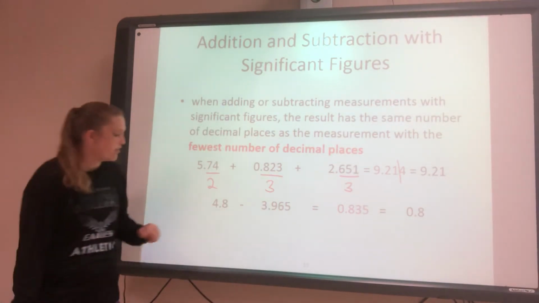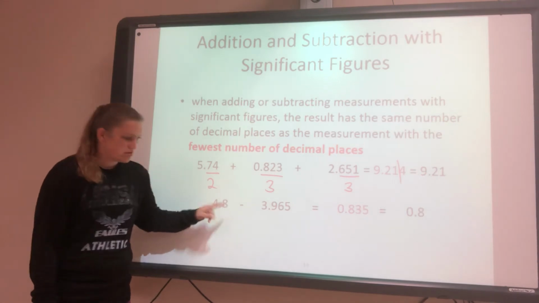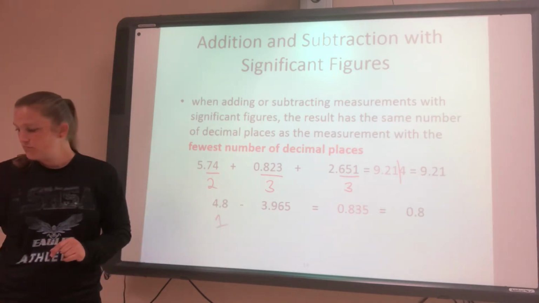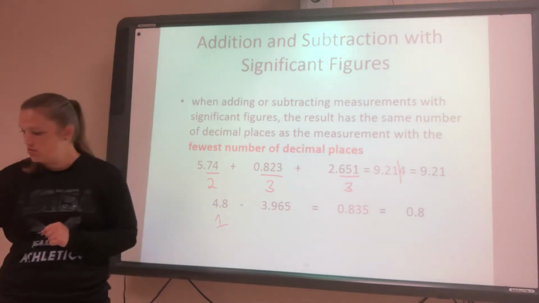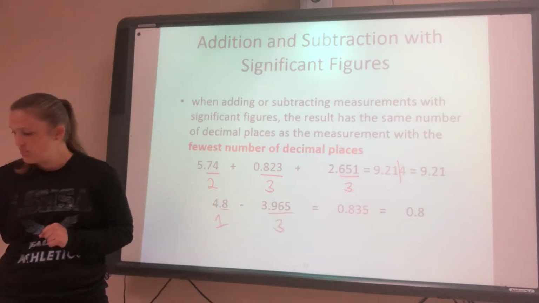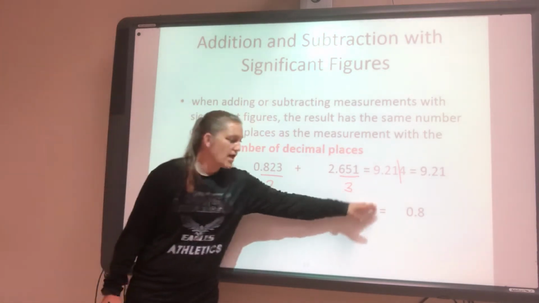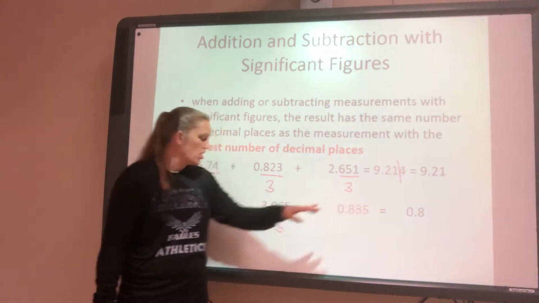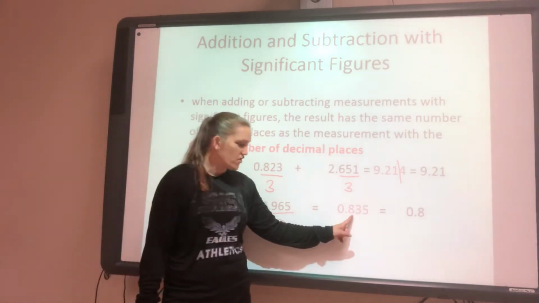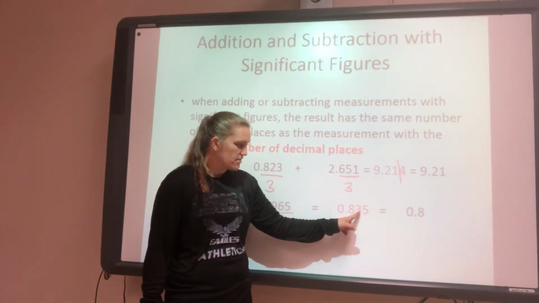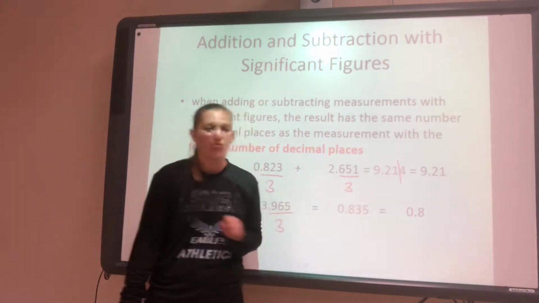All right, let's do the next one. How many decimal places? Just 1. How many decimal places here? 3. So I've already put it all in my calculator and got my calculator answer. My lowest number of decimal places is 1. So for the first decimal place here, this is a 3, so I round down, so it's just 0.8.